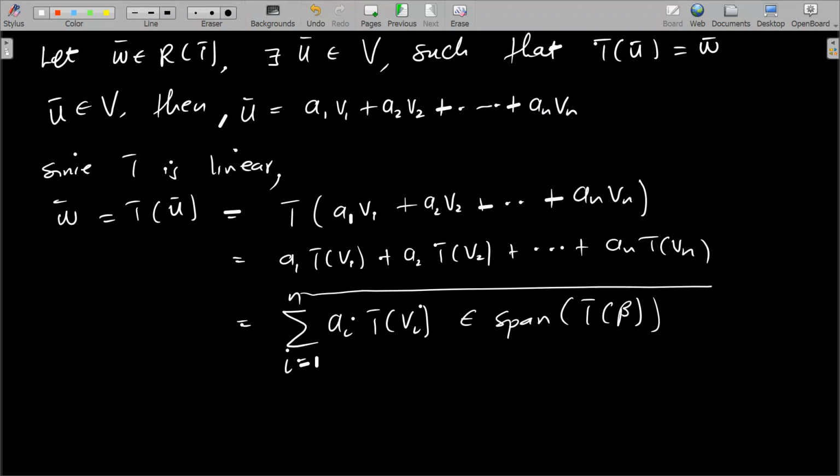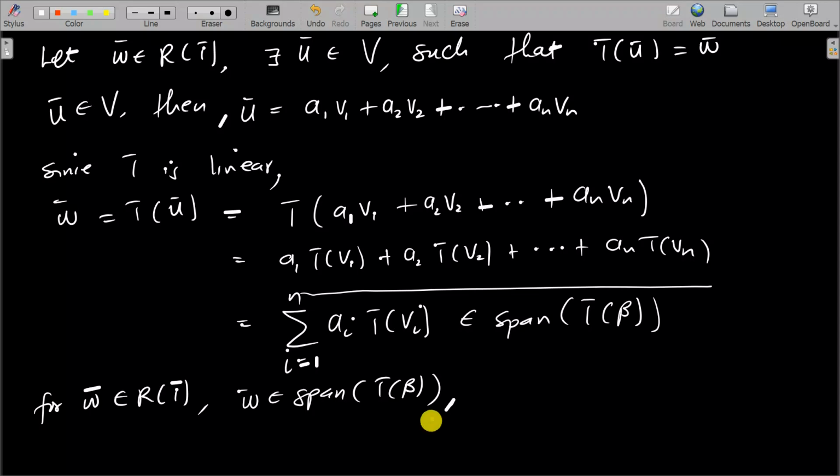Okay, so what does it say? It says that for an element W in R of T, it means that W belongs to the span of T of beta. And if you have two sets and you are saying that when I pick an element in set A, that same element belongs to set B, what does it mean? It means that set A is a subset of set B, right? So this means R of T is a subset of the span of T of beta.